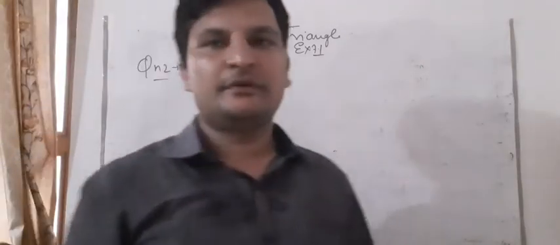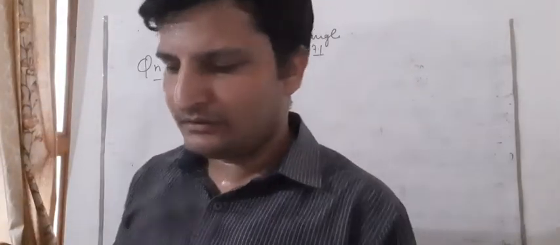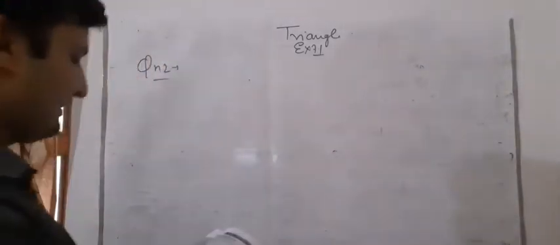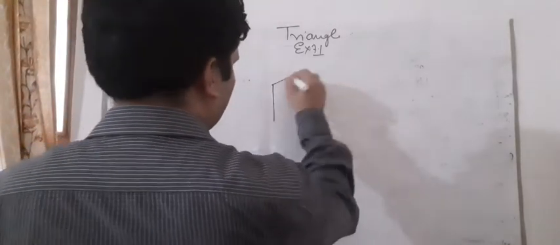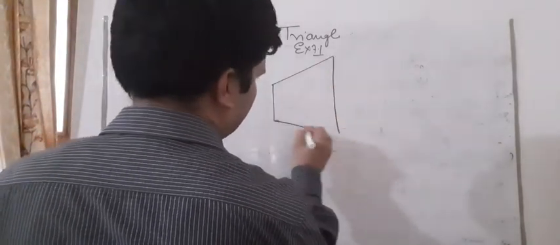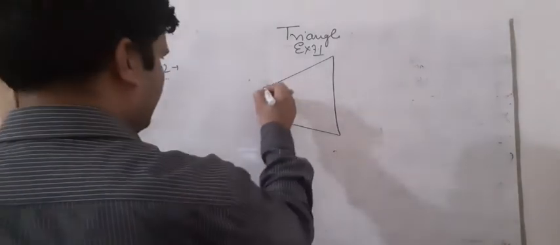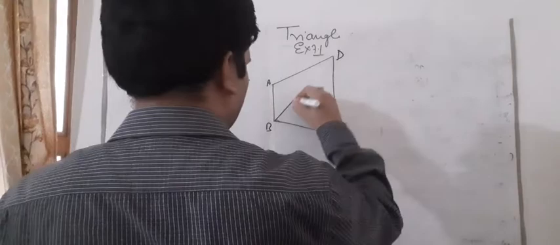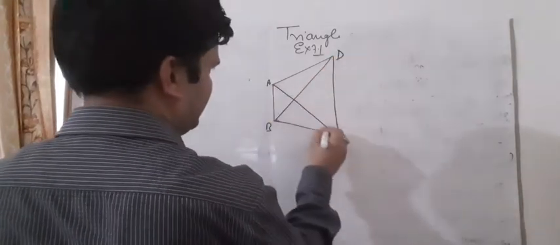We have done question number 1, so we will do question number 2 now. Now we have to make the figure which is given in your book. First it is given that ABCD is a quadrilateral. Make a quadrilateral like this. It is given that A, B, C and D. This is a quadrilateral.